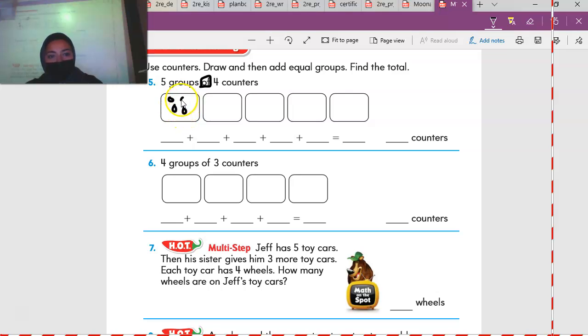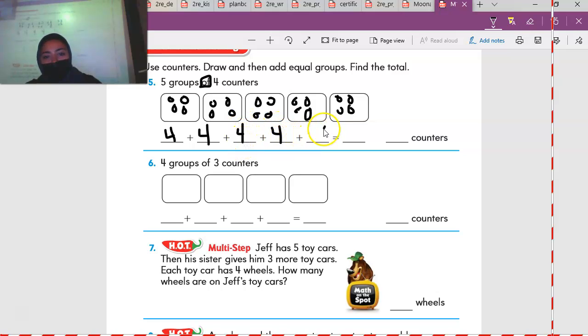1, 2, 3, 4. 1, 2, 3, 4. What do you think I'm going to write on the lines, class? 4. I'm going to write 4 on the lines. 4 plus 4 plus 4 plus 4 plus 4 is 4, 8, 12, 16, 20. So how many counters are there, class? 20.